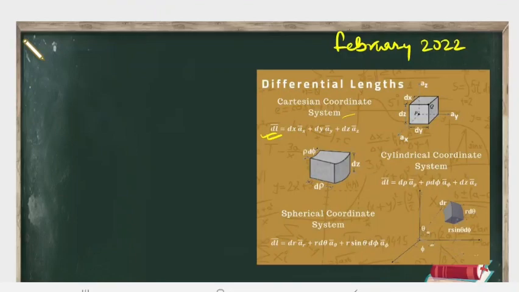Very good morning. In the previous lecture, I discussed the differential length in the Cartesian coordinate system, the cylindrical coordinate system, and the spherical coordinate system. I also discussed the differential area in these three coordinate systems and the differential volume in all three coordinate systems.